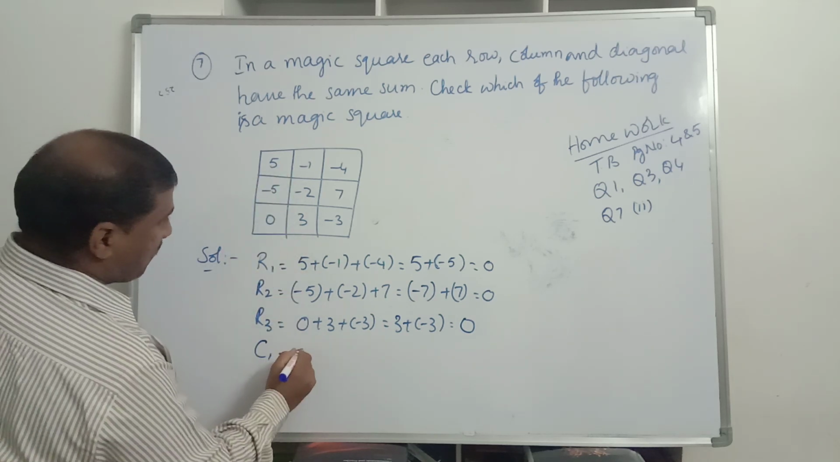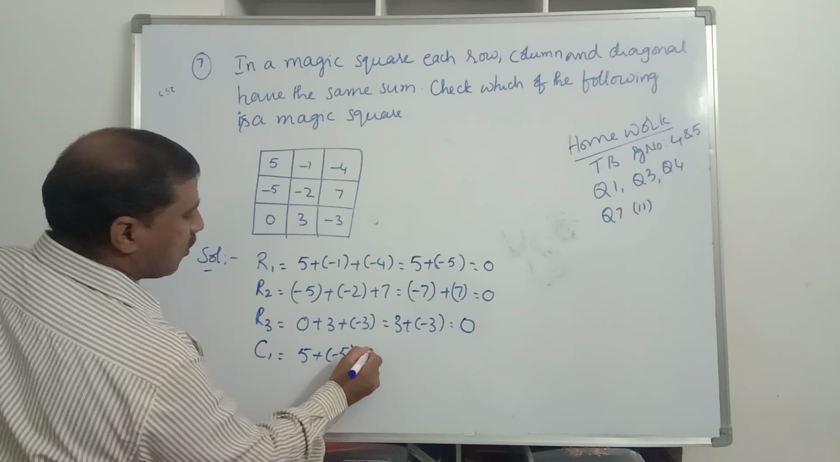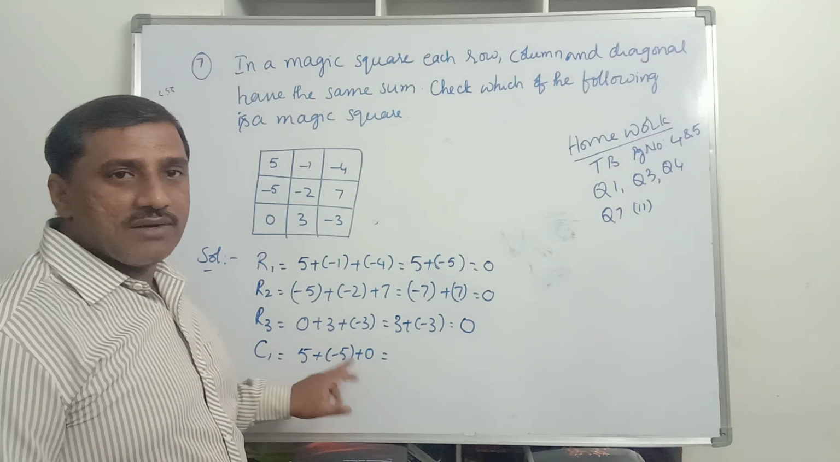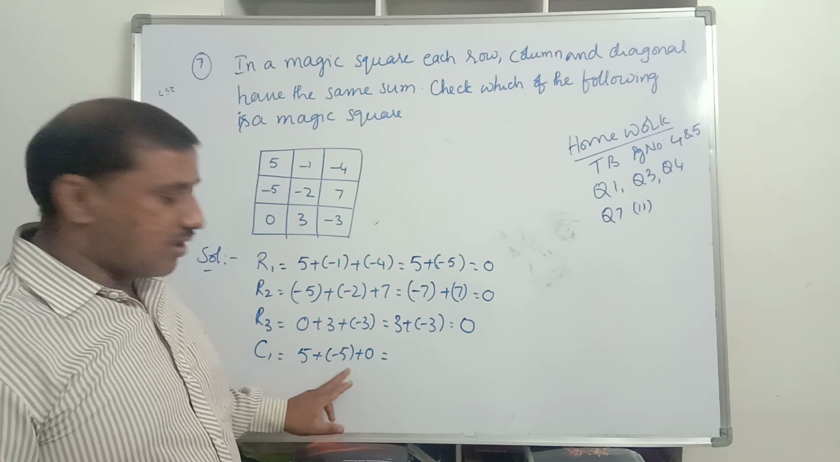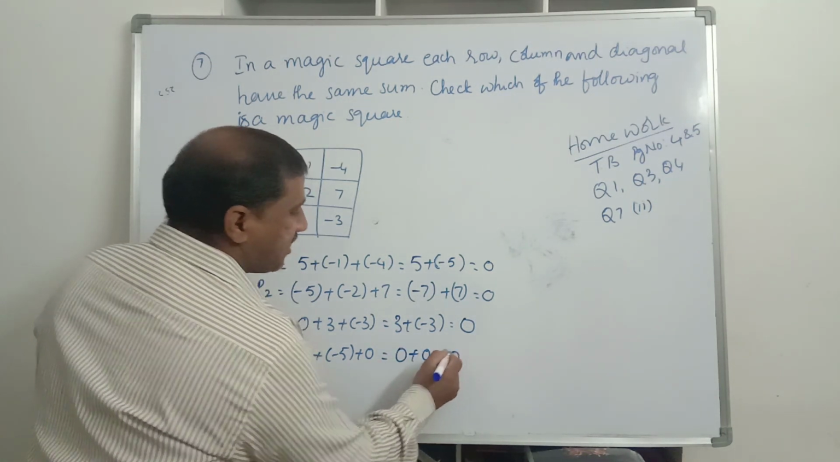Similarly, column 1, C1, you find out. Column 1 is 5 plus (-5) plus 0. So now subtract these two numbers. 5 plus (-5), same numbers with a different sign. So we will get 0. 0 plus 0 is equal to 0.